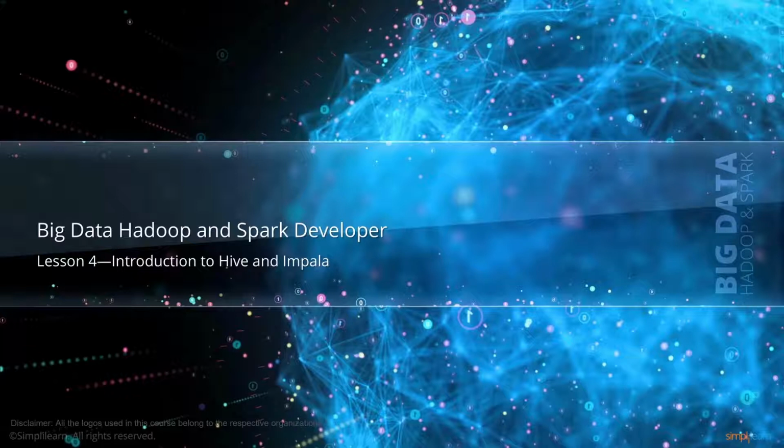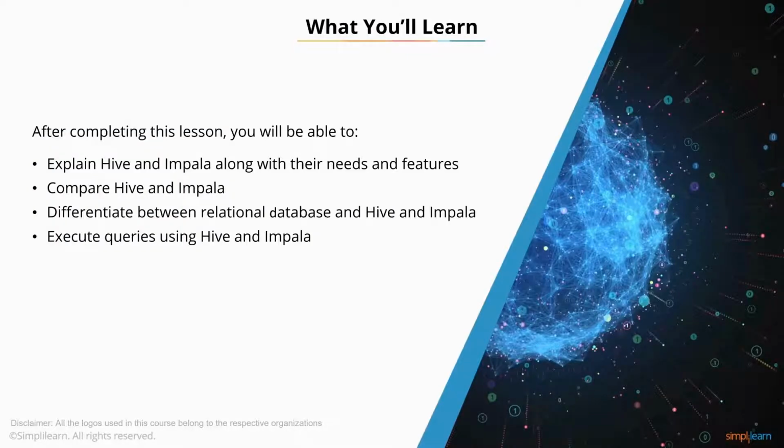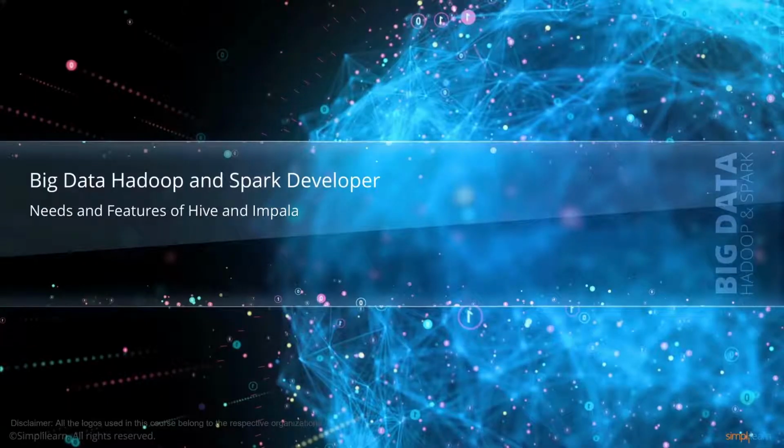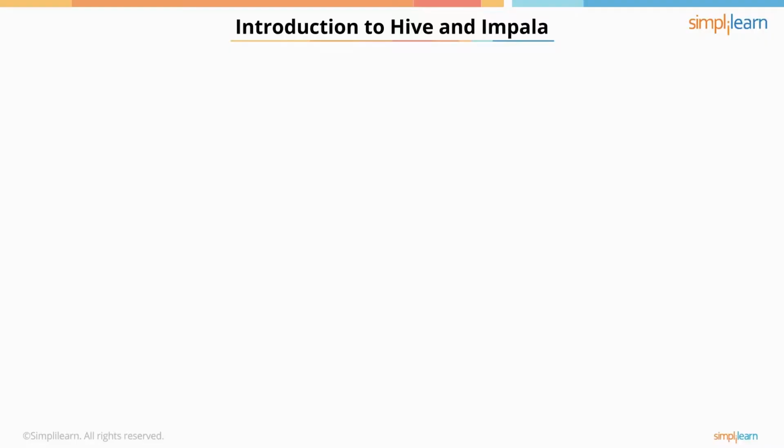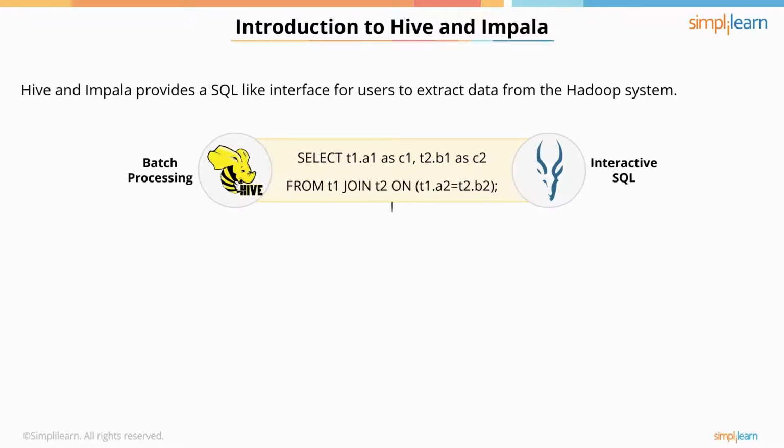First, in the first topic of the session, we will look at the core features of Hive and Impala. After completing this session, you should be able to explain Hive and Impala along with the features available, compare Hive and Impala, differentiate between relational database and Hive and Impala frameworks, and execute queries using both Hive and Impala. The first lesson will look at the features that are available in Hive and Impala and how they can be used to analyze the data.